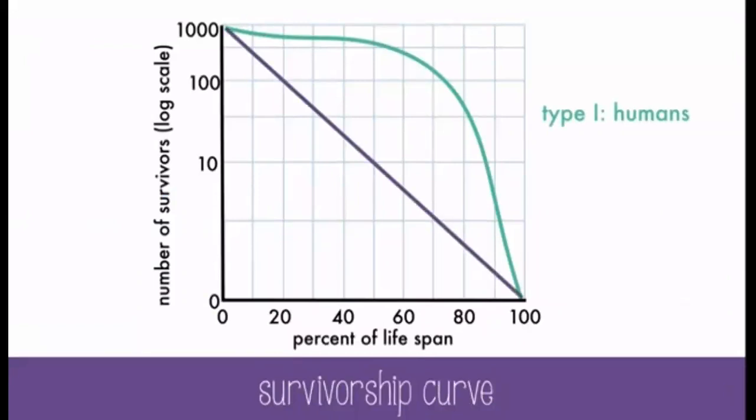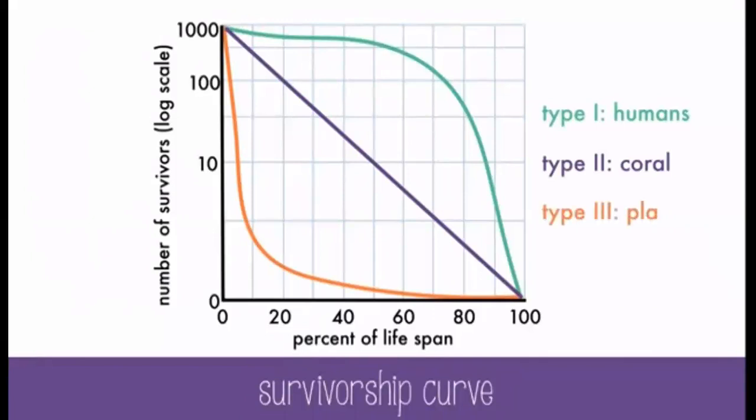In the type 2 survivorship curve, there's a constant death rate throughout the lifespan. An example of this would be coral. Type 3 survivorship curves have many young, most of which will die at a very young age. An example would be plants. They make lots of seeds, but very few of them will actually make it into adulthood. Now, each of these types of survival has its benefits and drawbacks. For example, humans have high survivorship, but they don't make as many offspring.